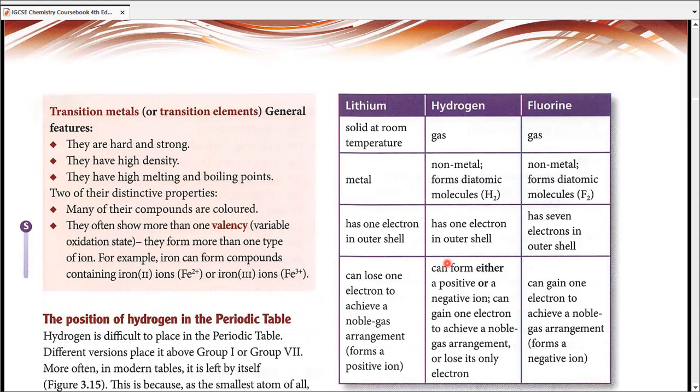Moving on, the last point, they often show more than one valency, variable oxidation states, variable valencies. And hence, due to this point, since they keep on changing, the word transition. Transition means change itself. For example, iron can form compounds which can be iron 2 ions, which means iron can lose 2 electrons, or iron 3 ions, which means it may also lose 3. That's the transition. That's the more than one valency or variable oxidation part that we usually discuss.